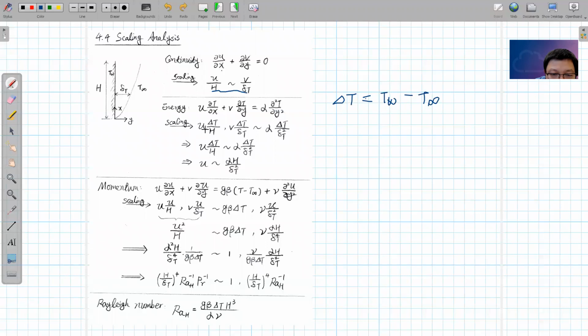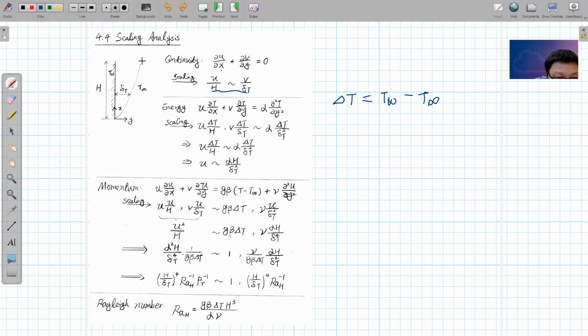That means the two convective terms have the same order, and it has to be the same order on the right hand side, which is the thermal diffusivity term. By equating these two terms, we know that the u velocity scale should be approximated as alpha times h divided by delta t squared. This delta t is the length of this boundary layer.